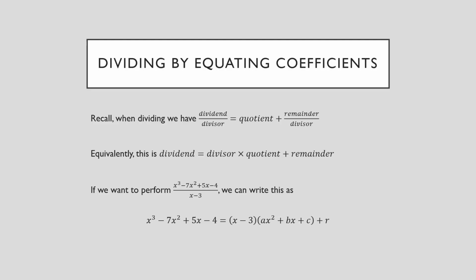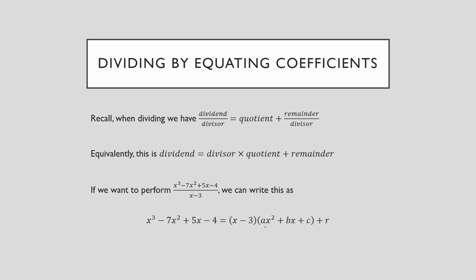Well, if we want to divide, say, this polynomial by x minus 3, I can rewrite this problem as saying this original polynomial, x cubed minus 7x squared plus 5x minus 4, is equal to x minus 3 times some other polynomial that you would get as your answer up the top of your division line, plus some number that is left over.